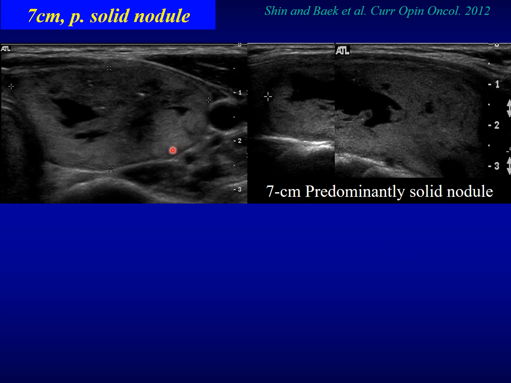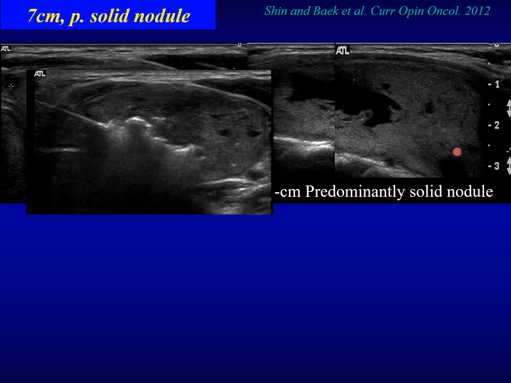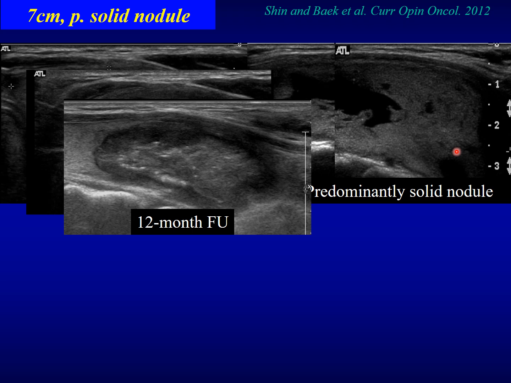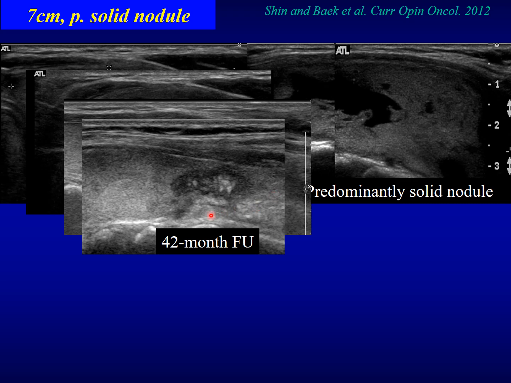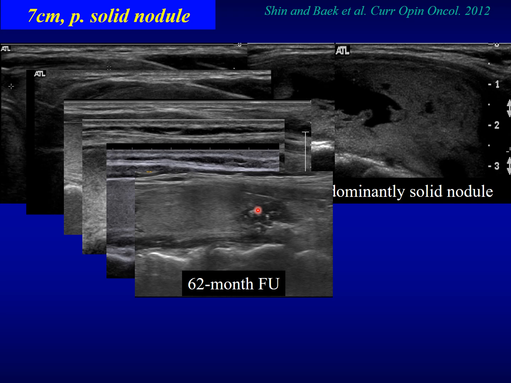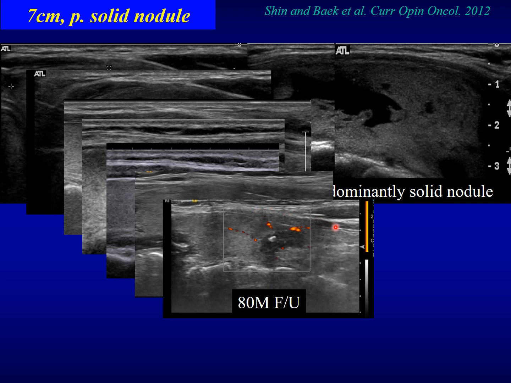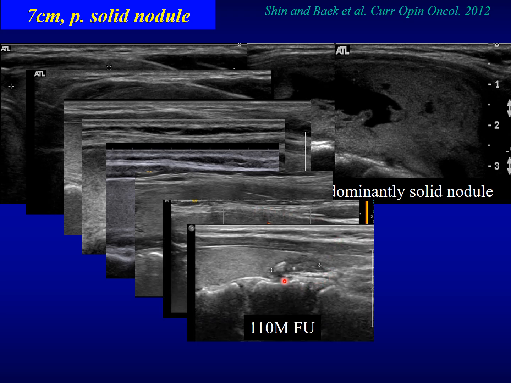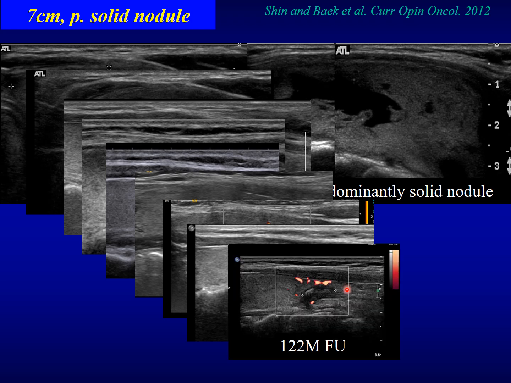Another case shows a 7 cm predominantly solid thyroid nodule managed by 3 times of RF ablation. You can see the marked decrease at 1 year follow-up. 42 months, 55, 72, 80 months follow-up shows markedly decreased thyroid nodules like this. Nearly disappeared at 10-year follow-up.